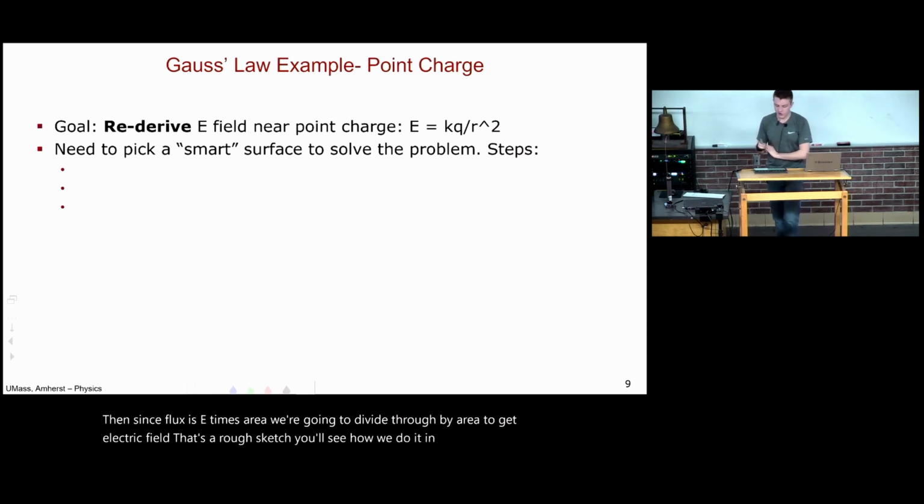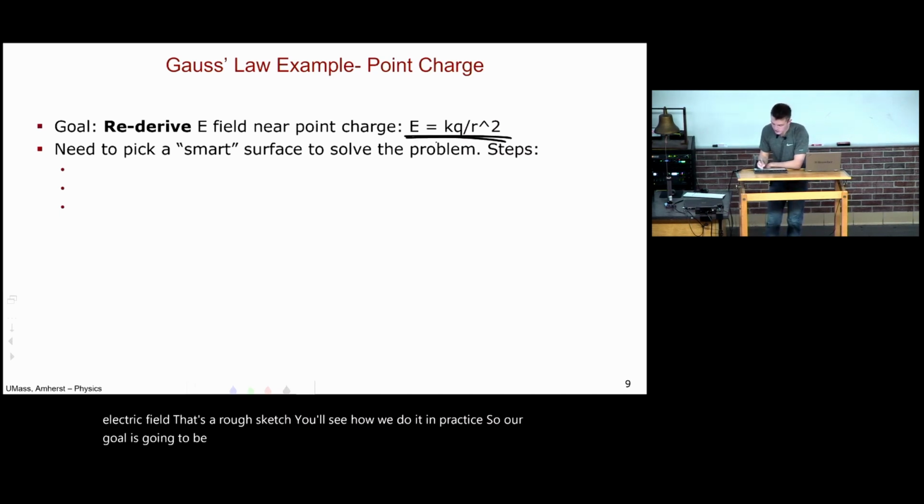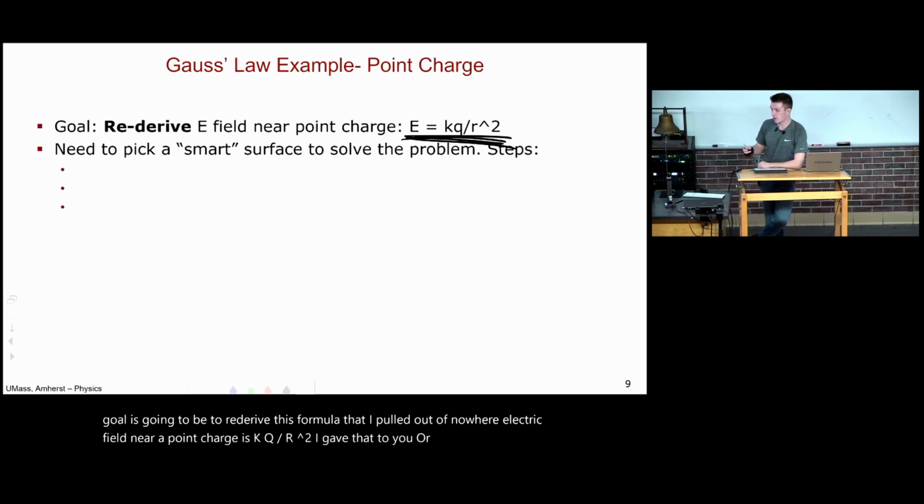So our goal is going to be to re-derive this formula that I pulled out of nowhere: the electric field near a point charge is KQ over R squared. I gave you Coulomb's law out of nowhere. We're going to re-derive that formula using Gauss's law.